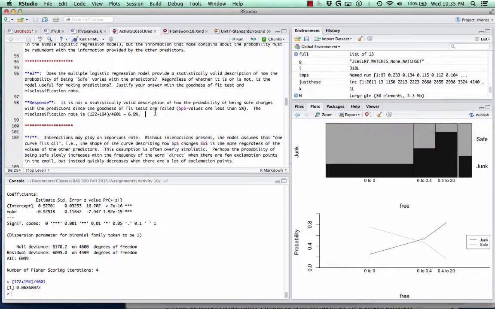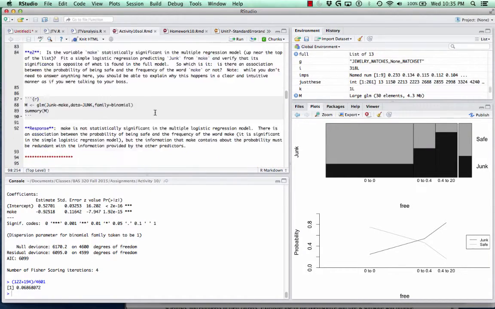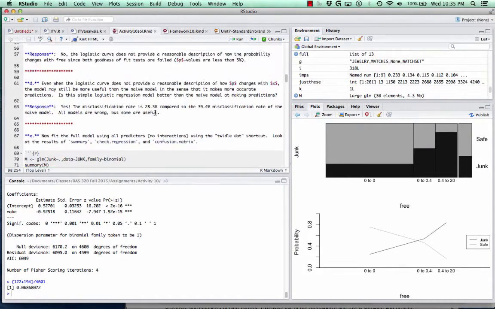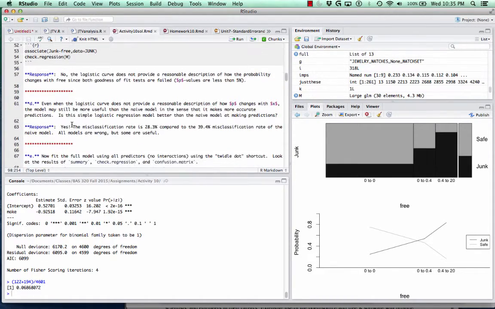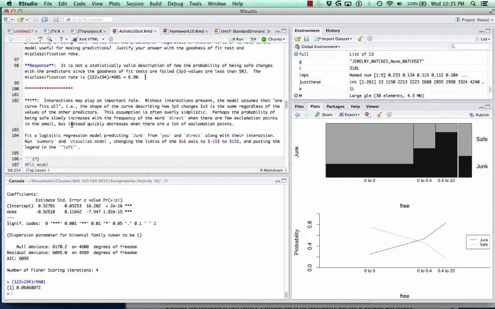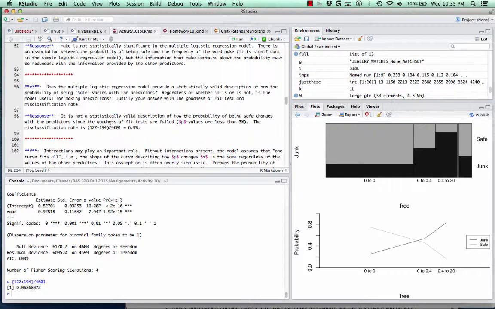So yeah, while the model is wrong, it doesn't provide a statistically valid description for how the probability is changing with the predictors, it's actually providing a fairly useful model from a classification standpoint. We do way, way better than the naive model, which had the misclassification rate up at about 40%, and we do way better than the simple logistic regression model predicting the probability from that one predictor that we were doing earlier, the frequency of the word free. So yeah, this model really is quite useful from a classification predictive standpoint.